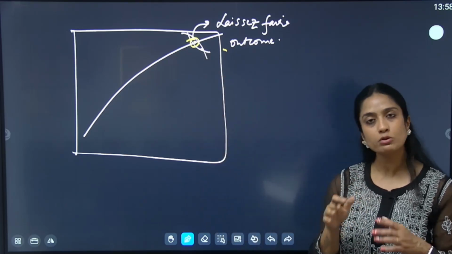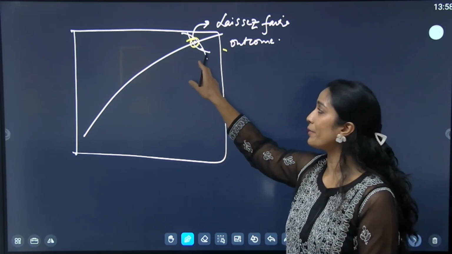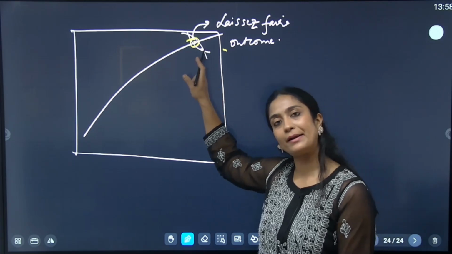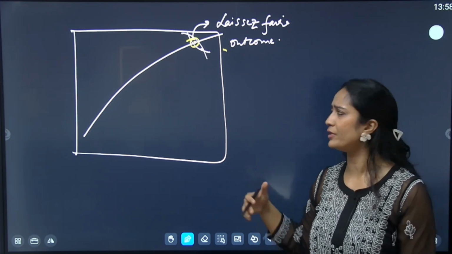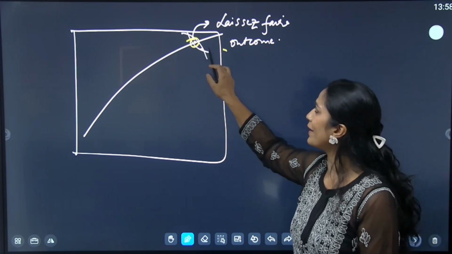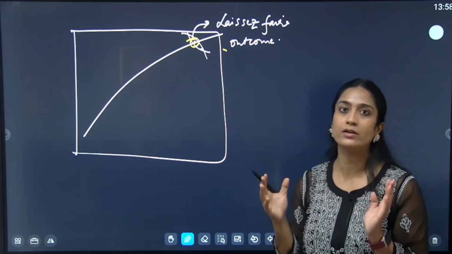So this will also lead to a Pareto optimal allocation. This will Pareto dominate this. Both of them will be better off, but this is not good enough, right? This is not good enough. We somehow want to correct this inequality in the market also. Okay? Inequality in the society also.